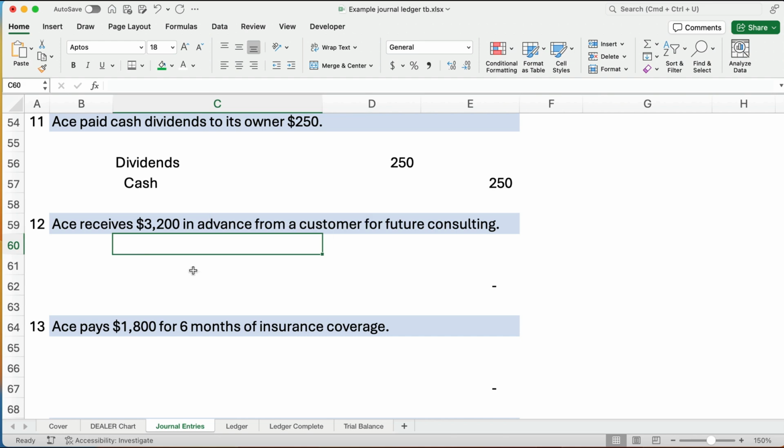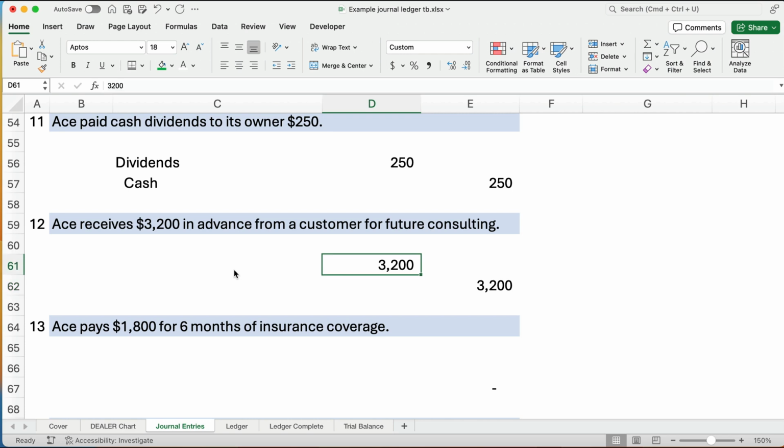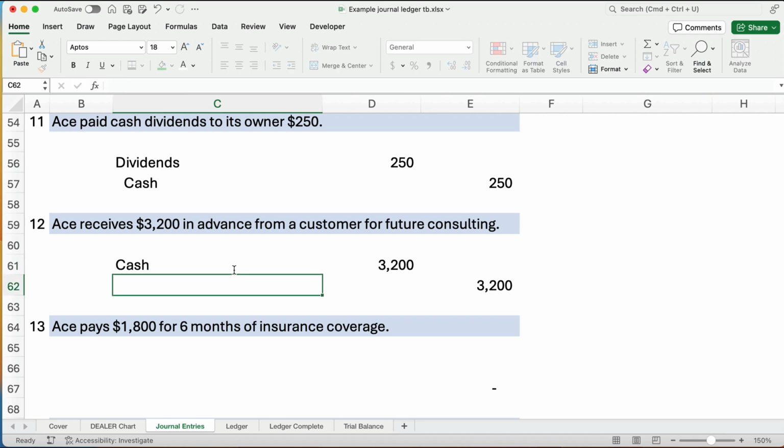All right, number 12. ACE receives $3,200 in advance from a customer for future consulting. Now, are you willing to let people pay ahead of time and prepay for consulting? Yes, you are. So you would say cash. And what's our credit? You're tempted to say service revenue, but revenue is revenue when you earn it. Have we earned it? We have not. So maybe we receive cash in September, and then in October we provide the work. We're happy to do that. Are you happy to get paid ahead of time? Yes, you are. And so this is called unearned revenue.